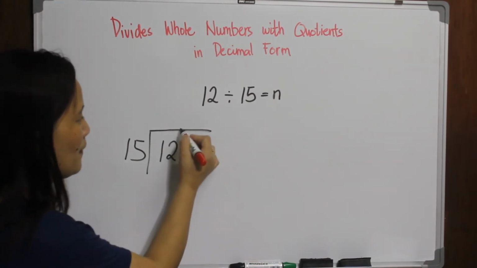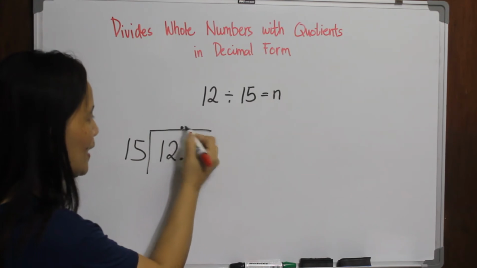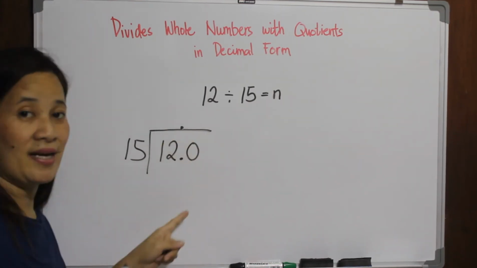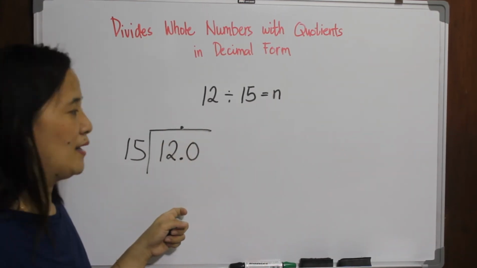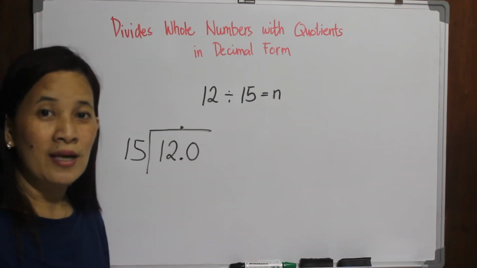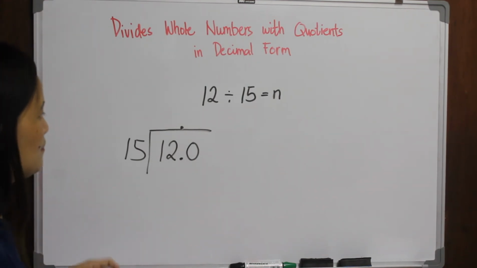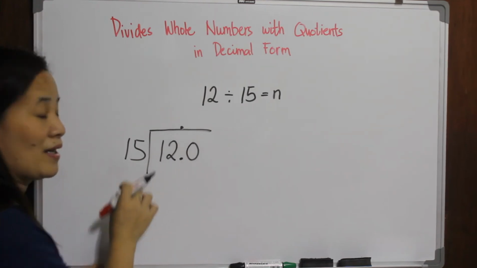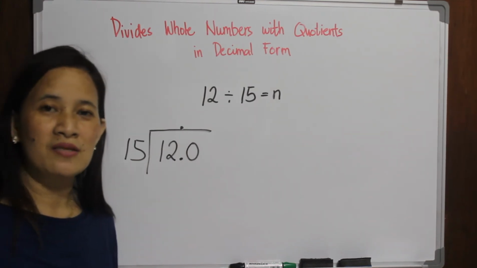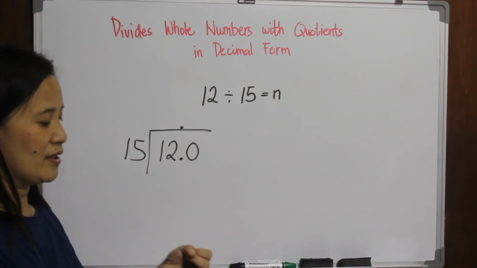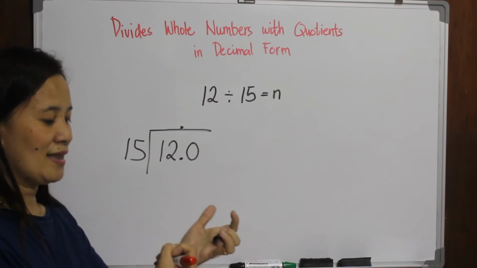So, yung ating decimal point, automatic, ilagay natin sa taas, aligning your decimals on the dividend. Then, divide like a whole number. So, let's divide. 120 divided by 15. Ilang 15 meron sa 120? So, we have 15, 30, 45, 90.